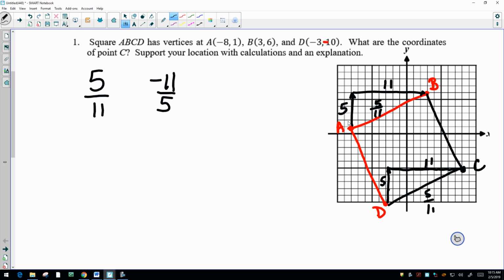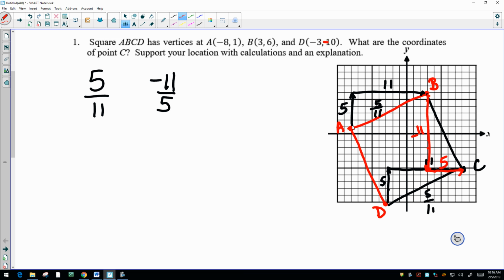So if I know this point here, I should be able to count down 11. So we're going to try this. I'm going to count down 11. 1, 2, 3, 4, 5, 6, 7, 8, 9, 10, 11. So there's my down 11. And then over 5. So I got 1, 2, 3, 4, 5. So what do we think? Looks good. We got perpendicular lines.